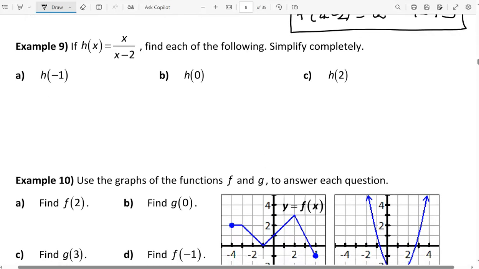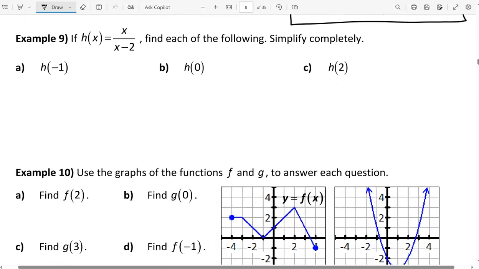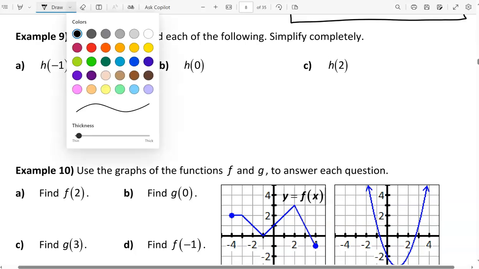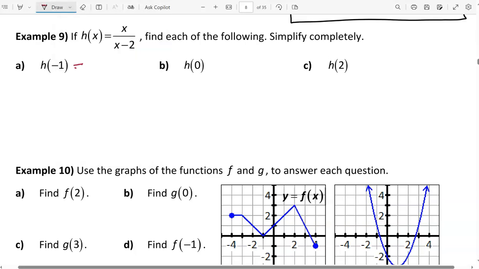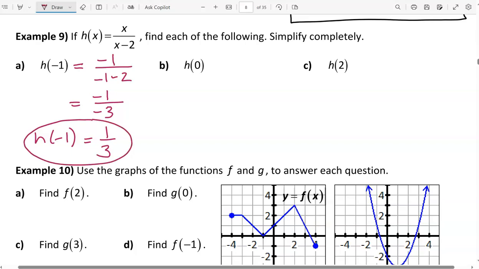In the next example, we have a rational function, and a rational function is a function that has a ratio or fraction form to it. We can follow the same procedure. h of negative 1, that means we're replacing all of our x's with negative 1, and that gives us negative 1 divided by negative 3, or h of negative 1 is equal to a positive 1/3, since a negative divided by a negative is a positive. And then h of 0 will be 0 over 0 minus 2, which is 0 divided by negative 2, and 0 divided by negative 2 is 0.